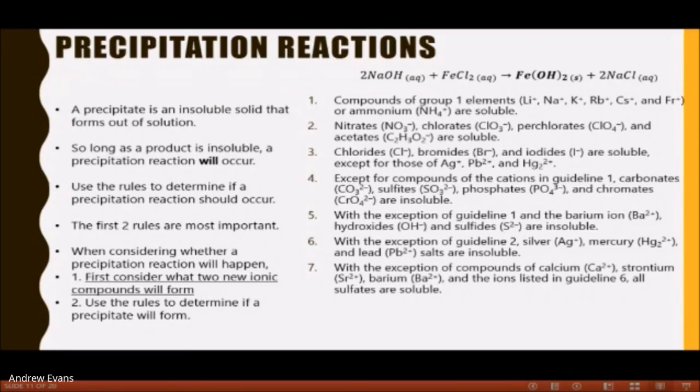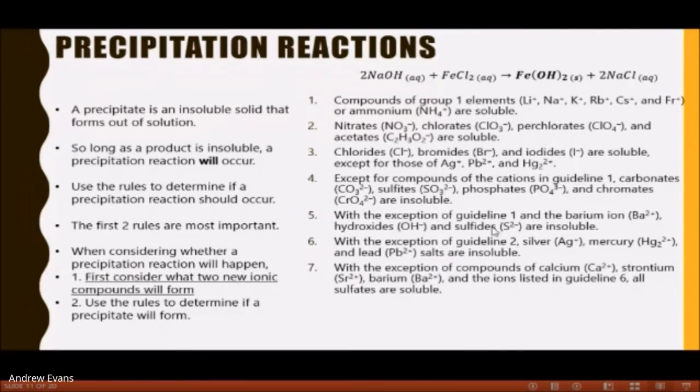With the exception of rule 1 and barium, hydroxides and sulfides are insoluble. So sodium hydroxide is soluble, barium hydroxide is soluble, but say iron hydroxide is not. Because iron hydroxide doesn't fall under rule 1 or barium, iron hydroxide would be a solid.